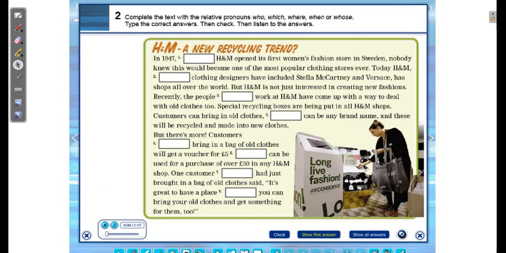H&M, a new recycling trend. We're going to listen to this story and you're going to fill in the blanks, okay? So let's listen. Page 80, exercise 2. Listen and check your answers.